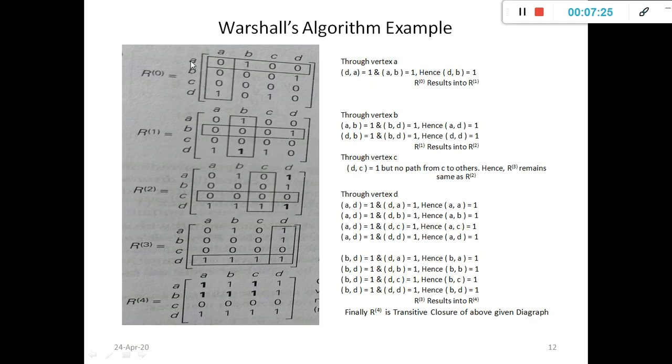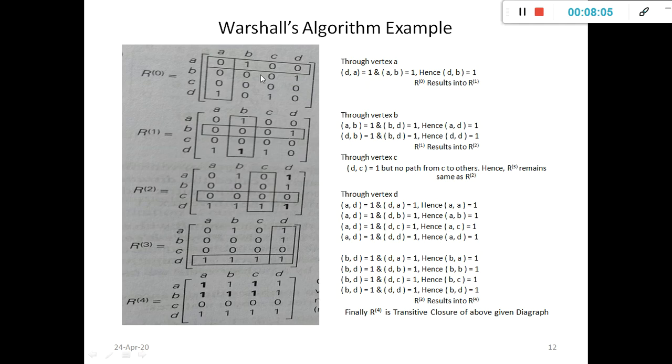Then we consider from the vertex A, that is, A to A is 0 and A to B is 1. A to B is equal to 1. From this it's clear that there is a path from D to A equal to 1, and a path from A to B equal to 1. Hence there is a path possible from D to B through the vertex A, because D to A is 1 and A to B is 1, hence D to B is equal to 1.